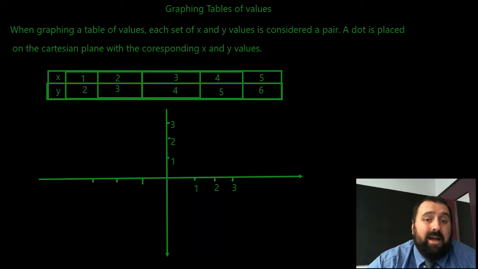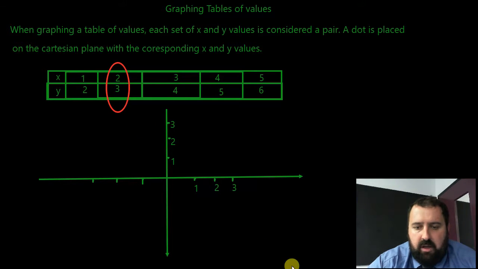So the idea is that each pair of X and Y values is considered to be together. It's considered to be a pair. So we put a dot on the Cartesian plane that corresponds with these two values, okay? So X is 2 and Y is 3. Okay, so I'll circle this set here, and then I'm going to put a dot in red on the table.